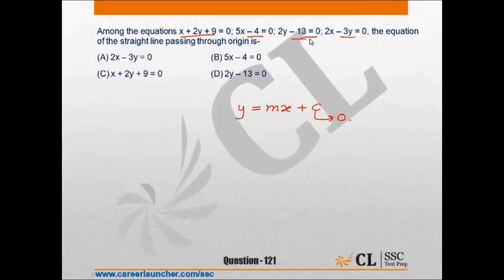In this we get c equal to 13. And in this we get c equal to 0. So the equation of the straight line passing through origin is 2x minus 3y equal to 0. So our option is option A.